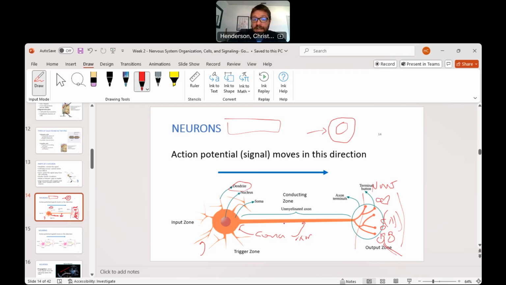Okay, so you have all the parts. Now there's a couple more. This part is where all the magic happens. This is called the axon hillock. We're going to talk about this a little later. There's going to be a lot of stuff that's hanging out in here that's really important. This is where the action potential is fired.